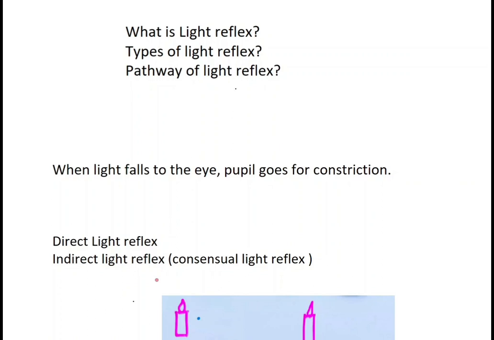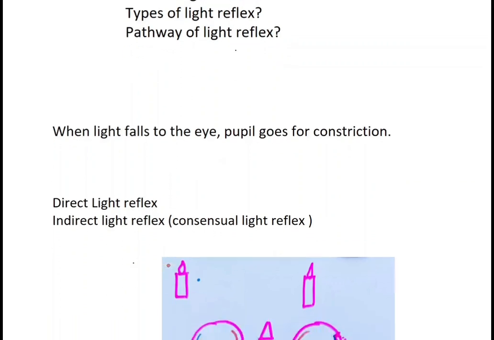When I say indirect light reflex, it's also called consensual light reflex. It means if you put a torchlight to the right eye, the left pupil also constricts, and that is called an indirect light reflex. So as I mentioned, there are two types of light reflex, direct and indirect. Direct light reflex means you put a torchlight to the right eye and the right pupil constricts. When you put a torchlight to the right eye and the other eye, your left pupil, constricts, we call it an indirect light reflex.